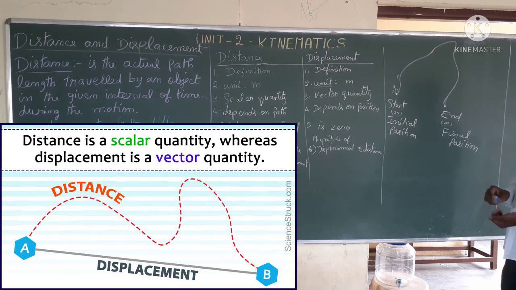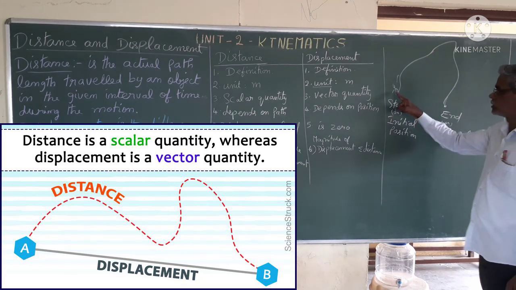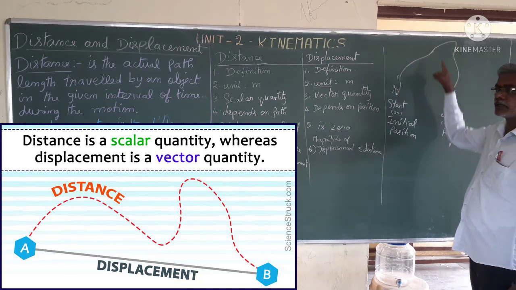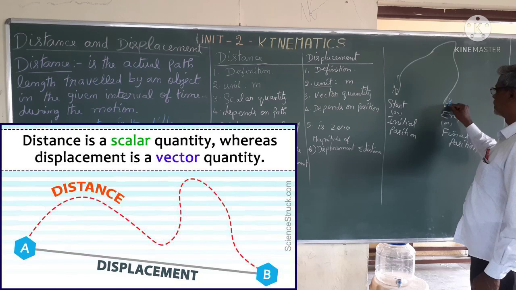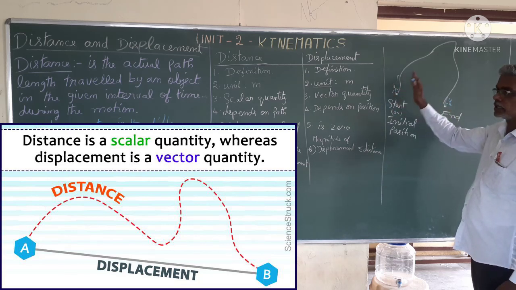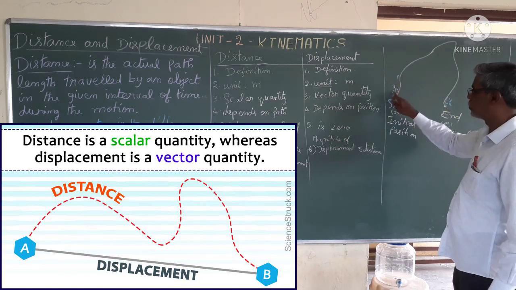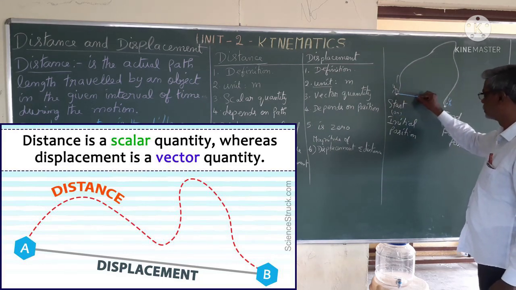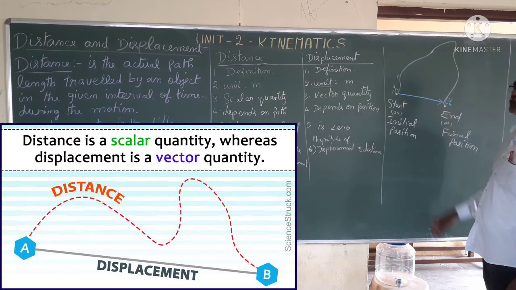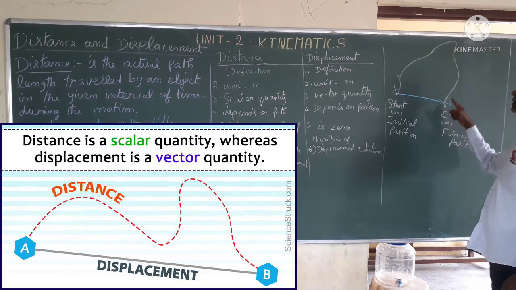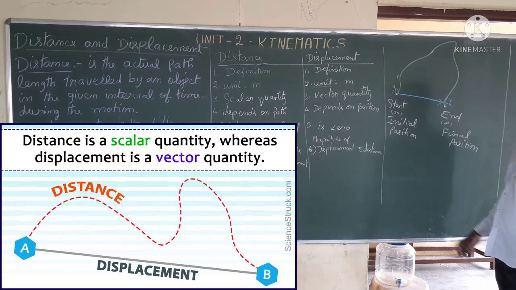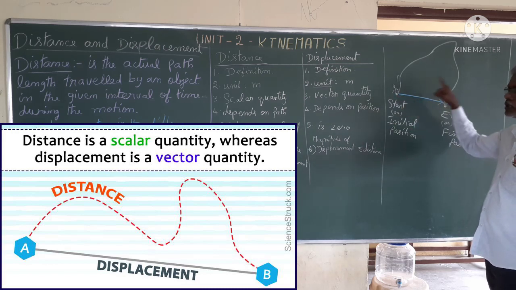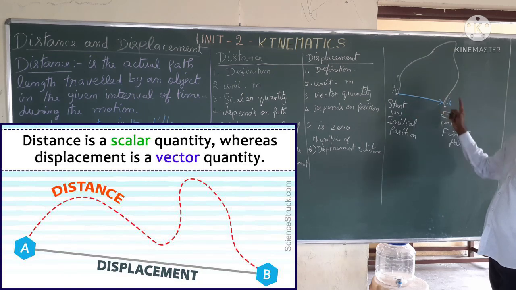So next is displacement. Here the body is initially here. After a certain time, the body is in this position. So it has moved, at least from one position to the other end, that is, from the initial position to the final position. That is called displacement. Displacement is a vector quantity, that is, it has moved from one end to the other and the direction has been shown.